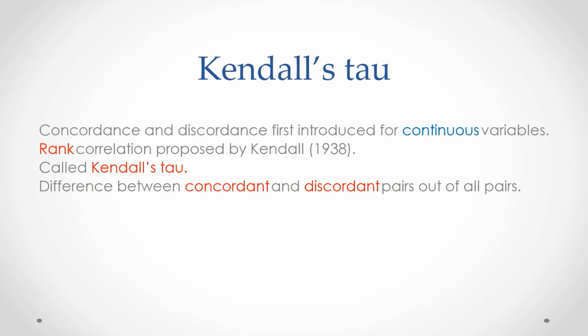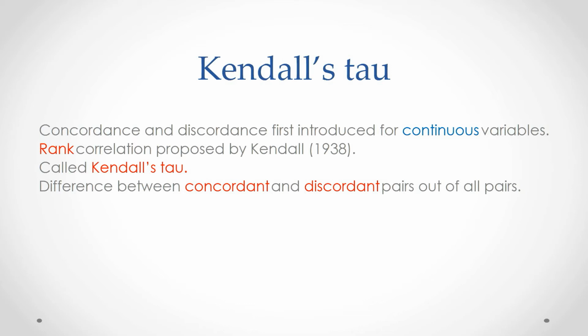Now, the idea of concordance and discordance were first introduced for continuous variables. In case the samples can be ranked on both the variables so that Tx, Ty and Txy are all equal to 0, C plus D is given by n into n minus 1 by 2, and gamma hat is equal to d_yx, which is tau b hat, equal to C minus D over n into n minus 1 by 2.